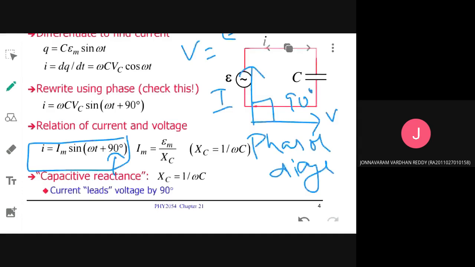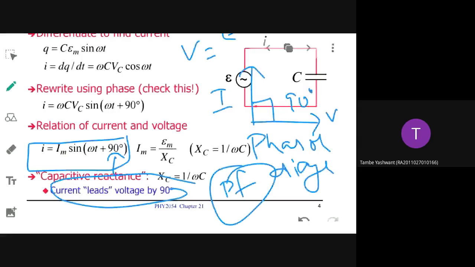Now how can I relate V and I? Is I lagging behind the voltage or is it leading the voltage? I is leading the voltage. Again, if I want to determine the power factor, what is the cosine of the phase angle between V and I? Cos of pi by 2 is 0. So the power factor will be 0. Power factor, lag or lead? Lead.